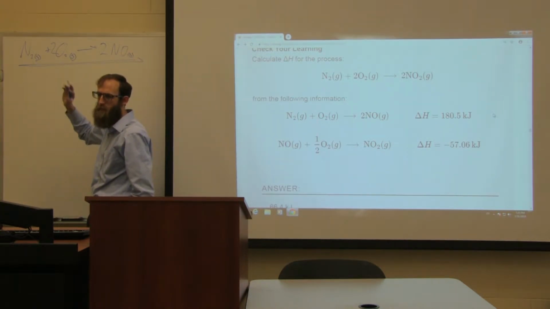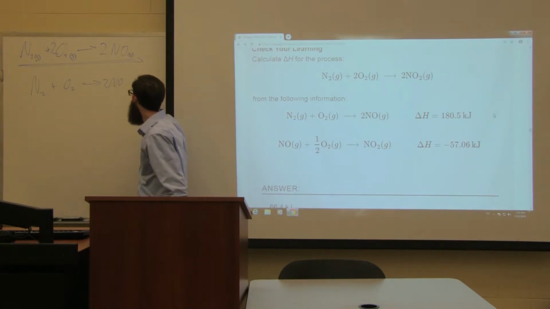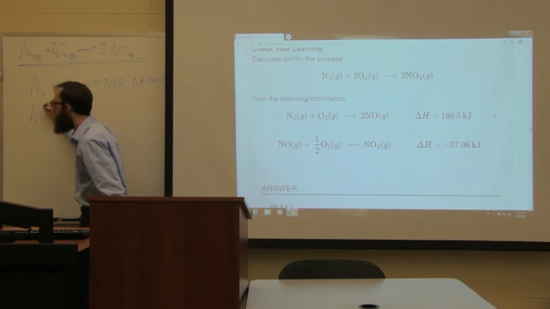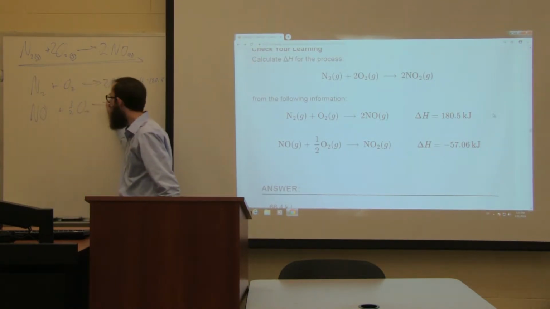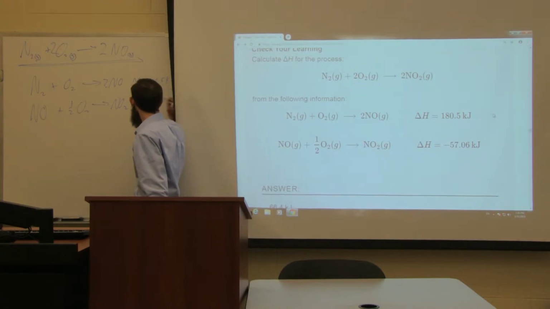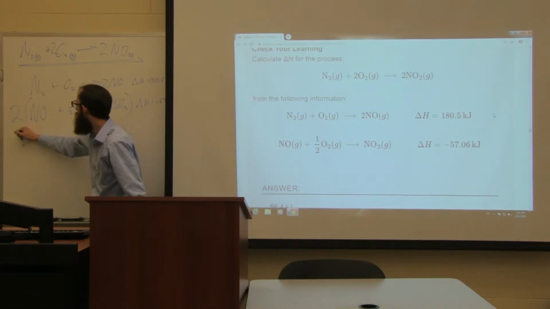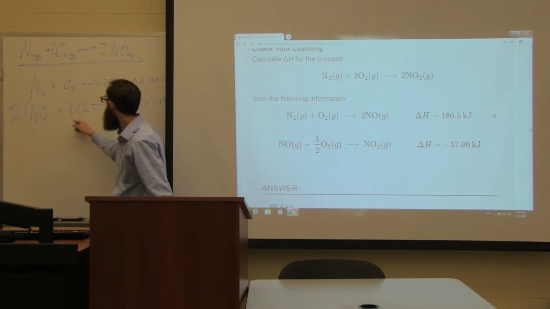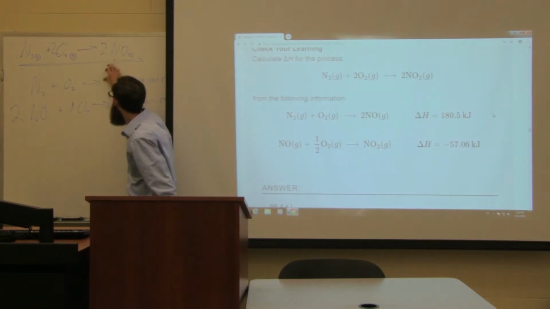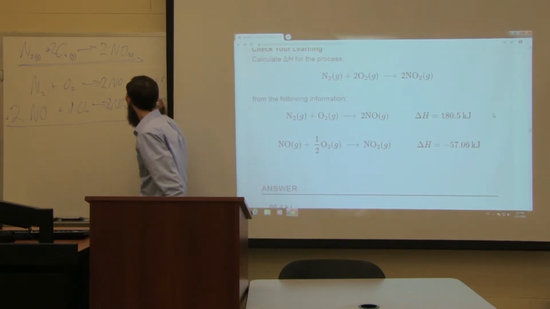Now I'm going to get rid of the gas because everything will work if there is that. So N2 plus O2 goes to 2NO, and this has a delta H of 180.5 kilojoules. This is a thermochemical equation. We also have the thermochemical equation that NO plus 1/2 O2 goes to NO2. And this is equal to -57.06 kilojoules. Well, if we multiply this entire thing by 2, let's distribute. So multiplying this by 2 gives us that. Multiplying this by 2 gives us 1. And multiplying this by 2 gives us 2 of those. Well, in doing that, we can now add these together, but what do we have to do? We have to also multiply this by 2.